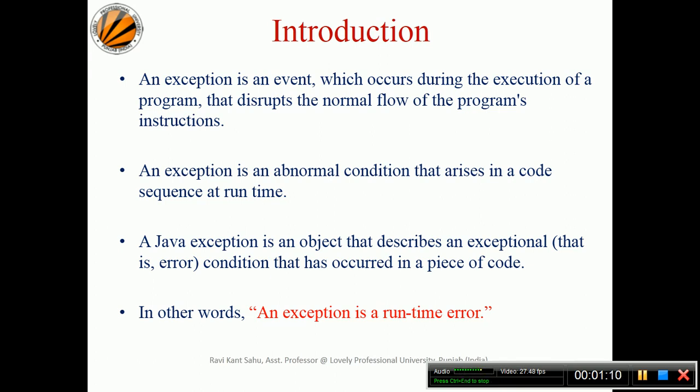A Java exception is an object that describes an exceptional condition that has occurred in a piece of code. One thing you should note down is that an exception is an object. Whenever this occurs, this object is responsible for describing the condition behind the exception. In other words, you can also say an exception is a runtime error.